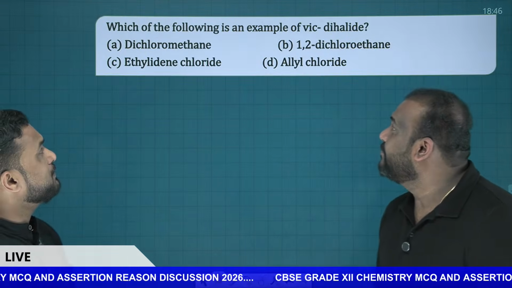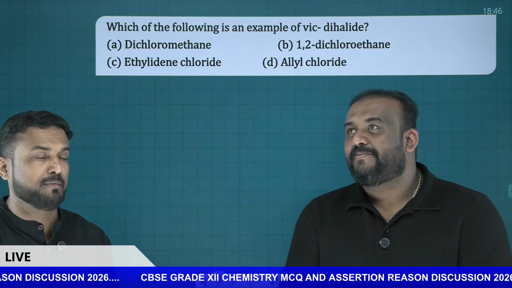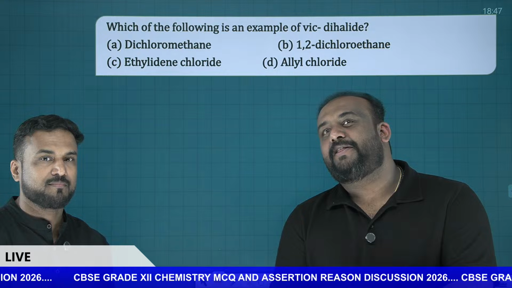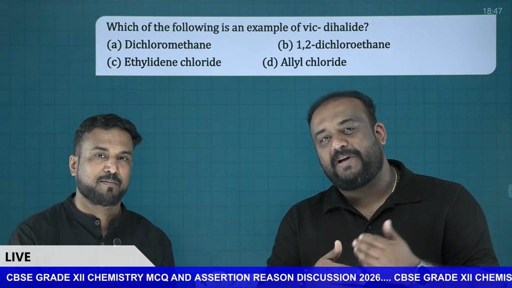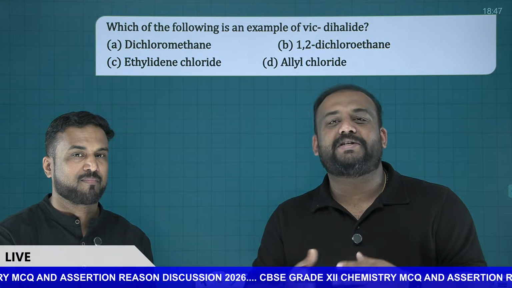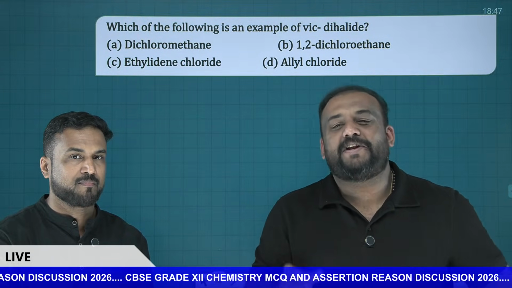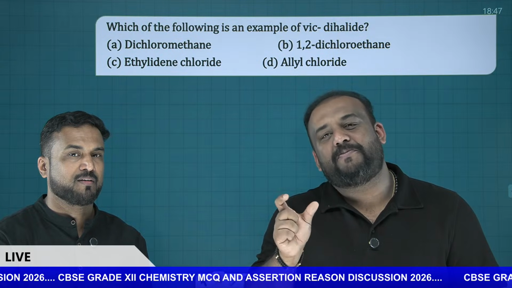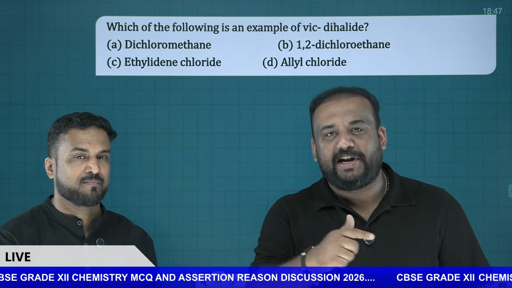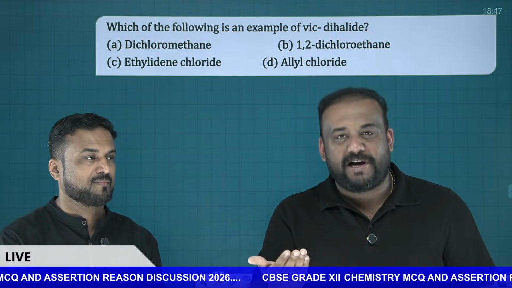Here, which of the following is an example of vicinal dihalide? Vicinal and geminal, you know that one. This is another important question which is repeated. If you look into the past 5 years, you can see the frequency of geminal and vicinal halide identification is very high. As the term indicates, vicinal means they should be on neighboring carbons, in the vicinity of each other, and geminal means Gemini, twins, so they should be on the same carbon atom.